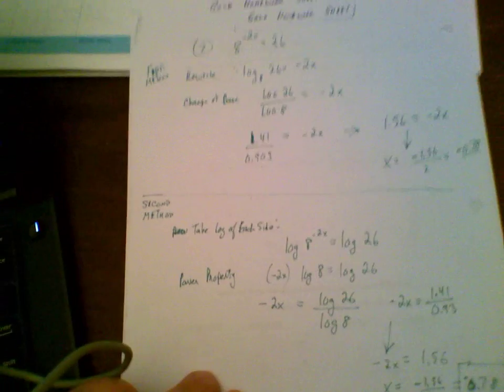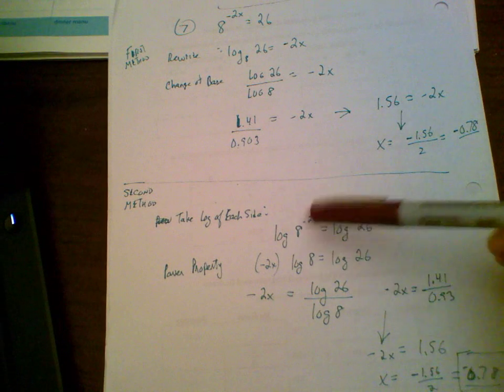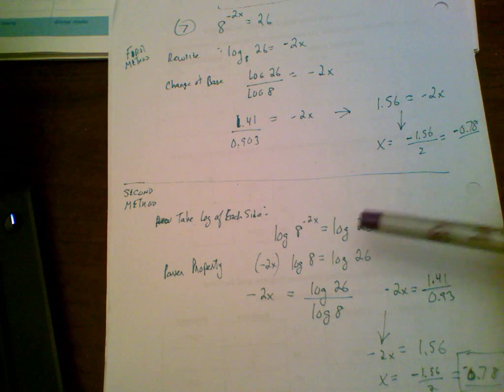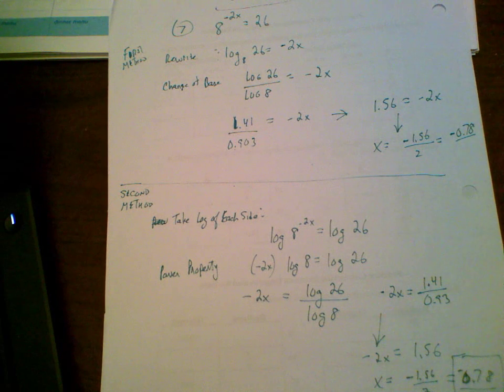Second method, I'm going to take the log of each side, and let's see what I get. Log of 8 to the negative 2x equals the log of 26. I've taken the log of both sides again. What's next? Power property. Log of 8 to the negative 2x power is the same as negative 2x times the log of 8. Back to algebra mode now.